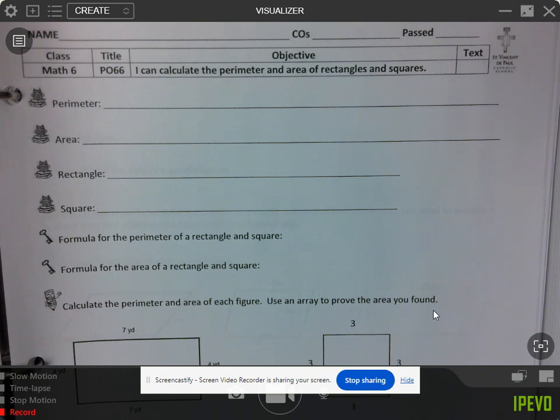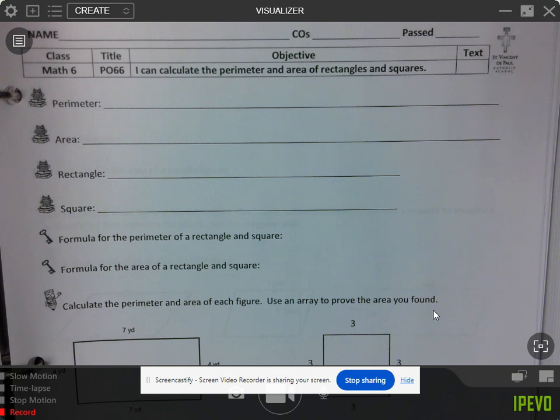So for PO66, we're talking about perimeter and area. What is a perimeter? The distance around the figure. Distance around the figure, so think of fence. So you have to add up all the sides so you can figure out how big of a distance it is to go all the way around. So the fence going around the yard would be the perimeter of your yard.